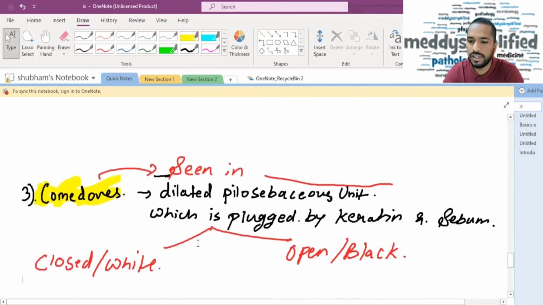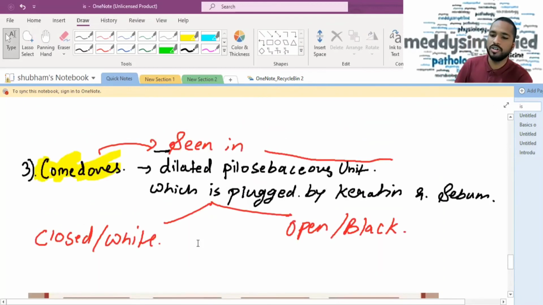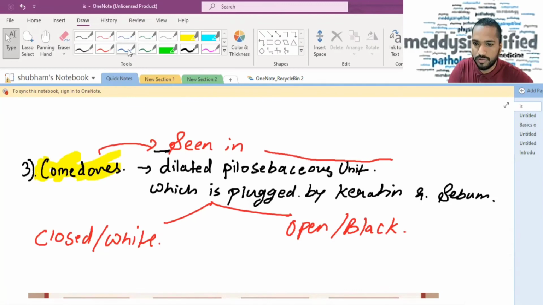Now going further, we'll talk about comedones. Comedones is a dilated pilosebaceous unit which is plugged by keratin and sebum. Where do we see comedones? First, it is important to know where we see comedones. Comedones are seen very commonly in a very common disease, that is acne vulgaris.